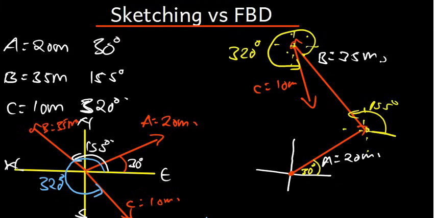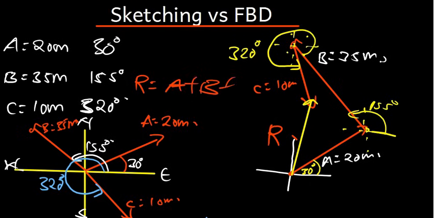The resultant is the connection from the first point, from the origin, all the way to the last vector. So here was our origin, and then the last vector is this one. So that connection there is the resultant vector, r. Now, the resultant vector is the addition of vector a plus vector b plus vector c.